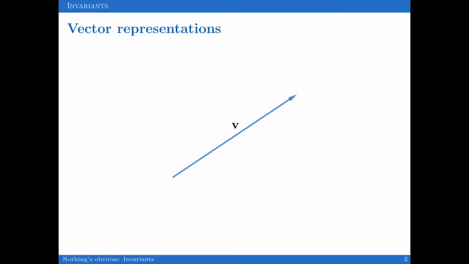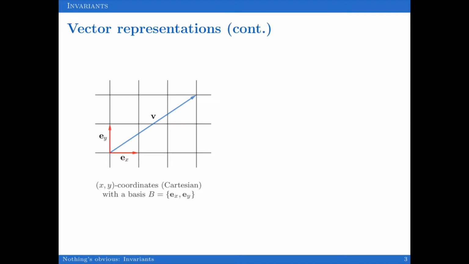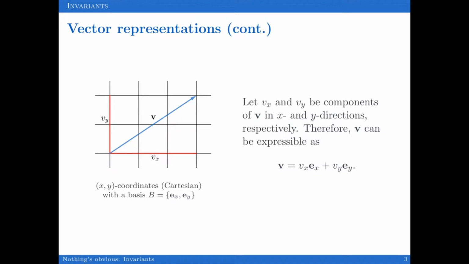For example, let's imagine that we have a vector in two-dimensional space. How can we represent this vector? One would say, we just put it in a coordinate system called the Cartesian coordinate with a basis B, which contains Ex and Ey. So we can write V as a linear combination: Vx Ex plus Vy Ey, where Vx and Vy are called components of V in the basis B.